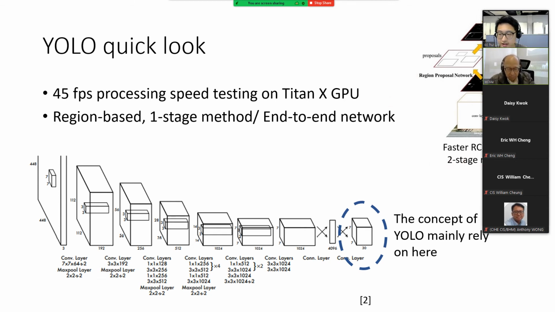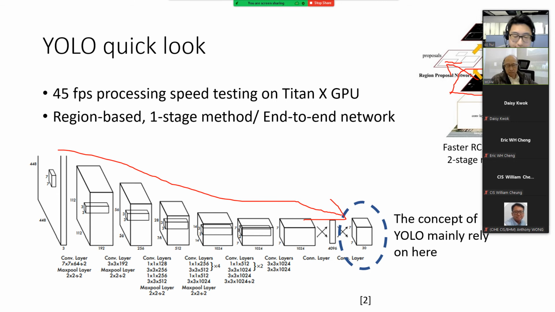Which two stages? Let me draw it out. Here we have the feature map, but then we separate into two rows. One is for the proposal, and the other goes back to the classifier. So we call this two-stage because it does things twice. But YOLO is what is called one-stage because it just has one forward pass. So that's why it can be so fast.